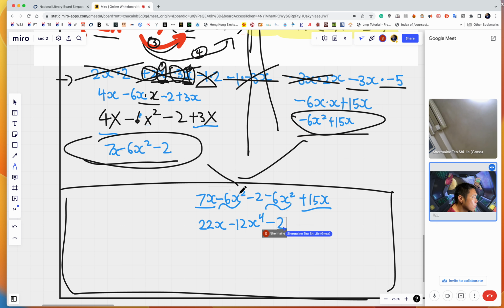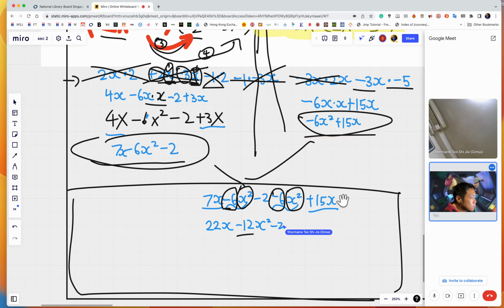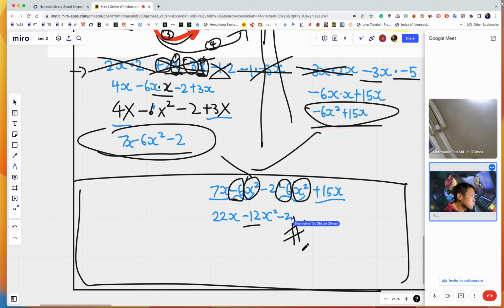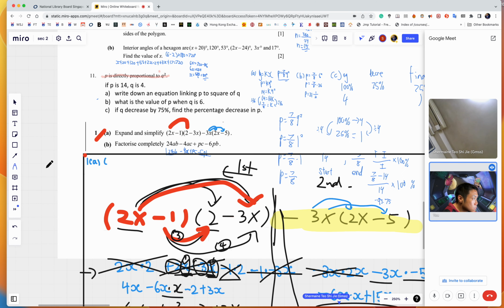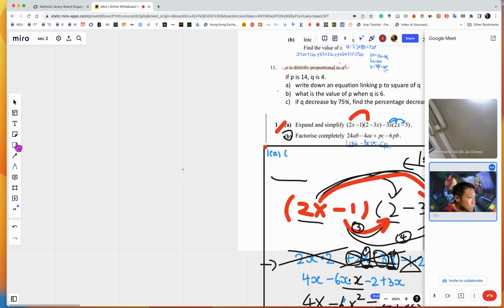Huh? x4? This is x squared. The calculator will give you minus 6 and minus 6. So that's minus 12. And still x squared. Still x squared. Okay? Okay, done. Okay, next question. Can you do it on the left hand side? B, can you do it here?